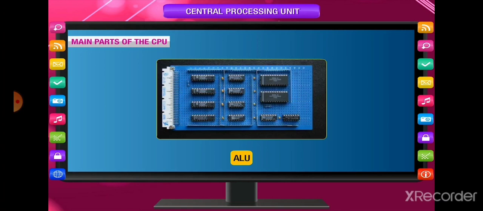So this was all about the monitors, that is output device. The remaining output devices we will see in the next class.